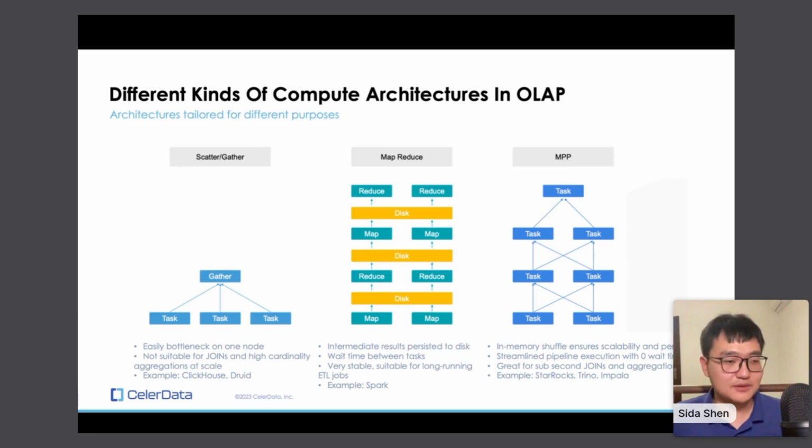Basically it means bigger tables joined together, with huge data that doesn't fit in one node. And it's not really that suitable for high cardinality aggregations at scale. An example of this is ClickHouse and Druid. And then you have those stage by stage, MapReduce-style compute architectures. It's able to do data shuffling, but for every data shuffle, you persist the intermediate results to disk.